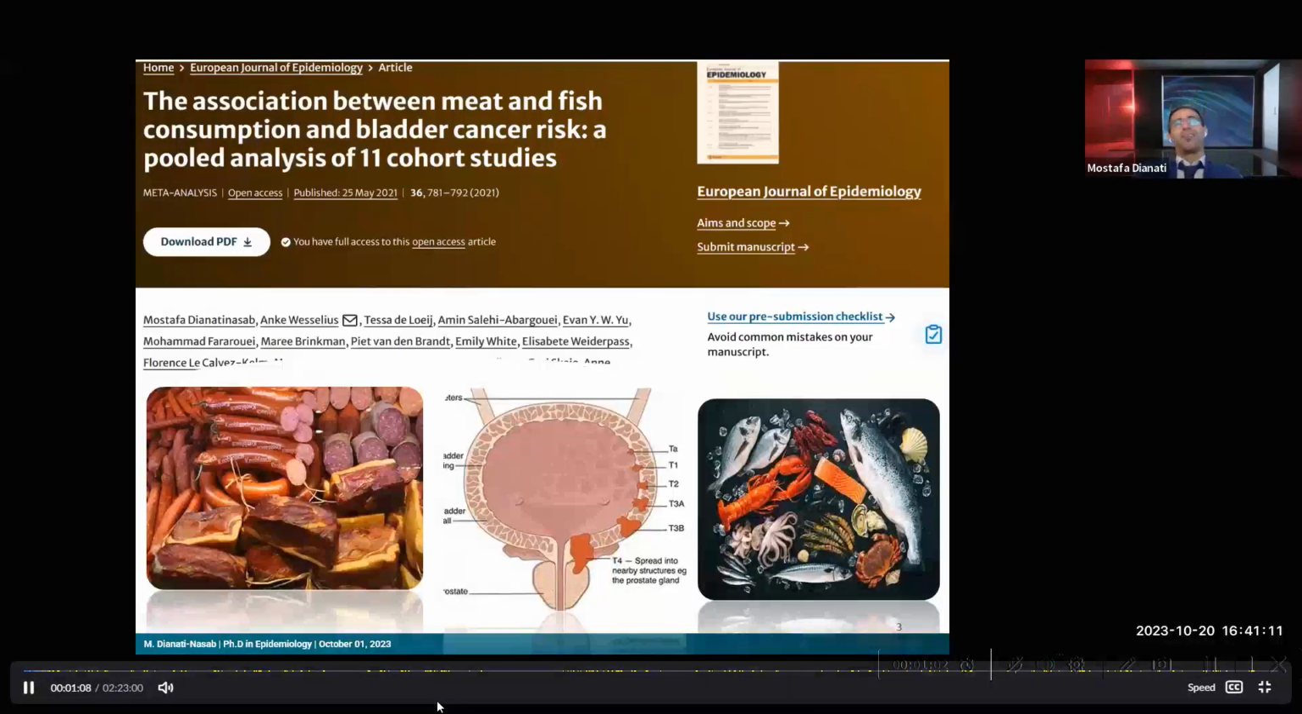Okay, I have another question for you. Suppose you have a population, and in this population, you're going to check the association between, for example, processed meat or red meat, and on the other hand, the intake of fish and fish products, on the risk of bladder cancer. Which study will you use?